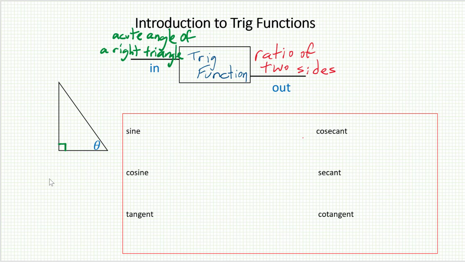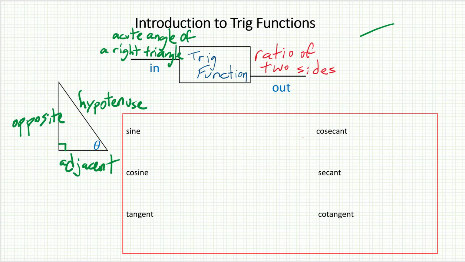Let me do some labeling on my picture that will help me talk about this a little bit more. You remember that in a right triangle, the side opposite the 90-degree angle is called the hypotenuse, and the other two sides are called legs. I want to distinguish between them, so I'm going to call the leg opposite angle theta here the opposite leg, and I'll call the leg right next to angle theta the adjacent leg.